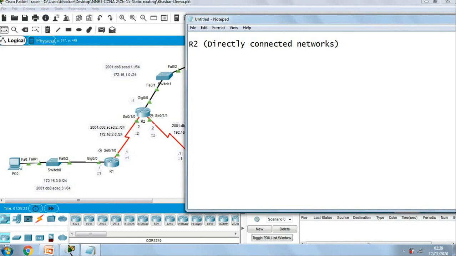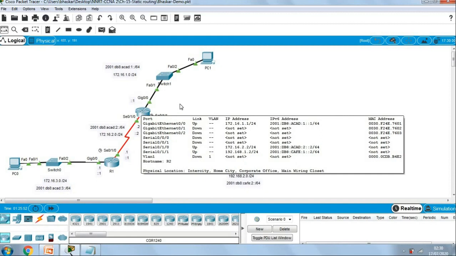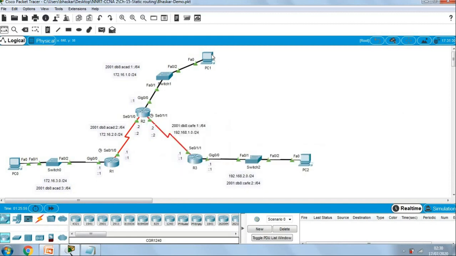So the question is, from router number 2, I want to reach router number 1. It means from R2 LAN, I want to reach R1 LAN network. So how many remote networks are there? That is the question. From R2 to R1, it means now I am at this point, so from PC1 to PC0, I want to communicate.